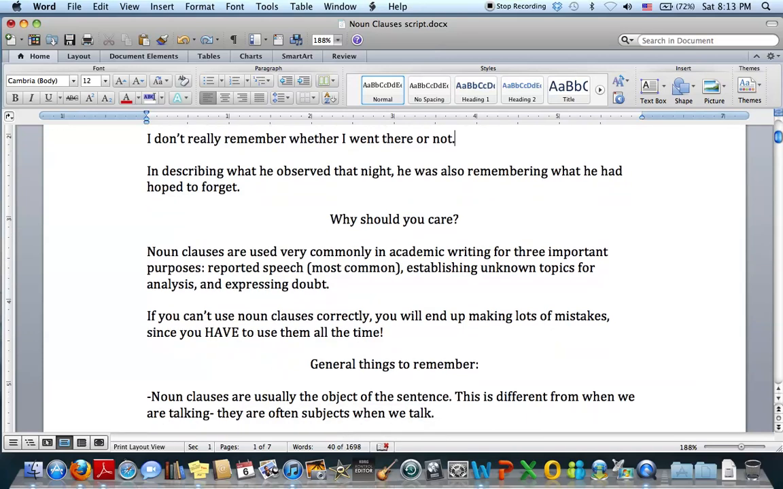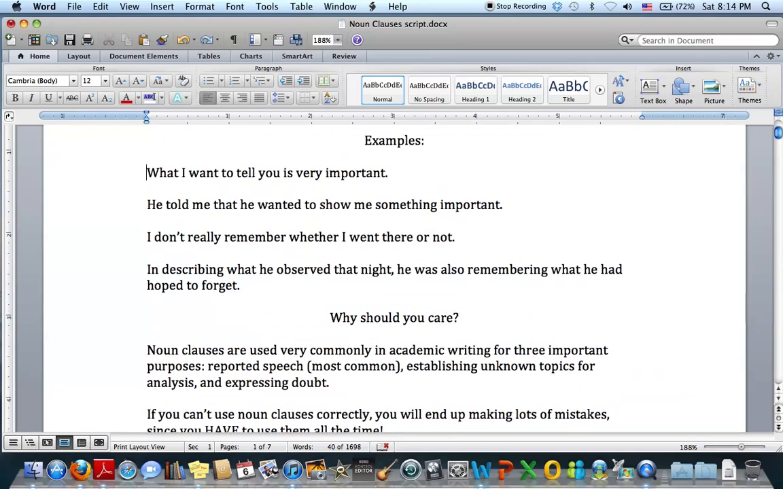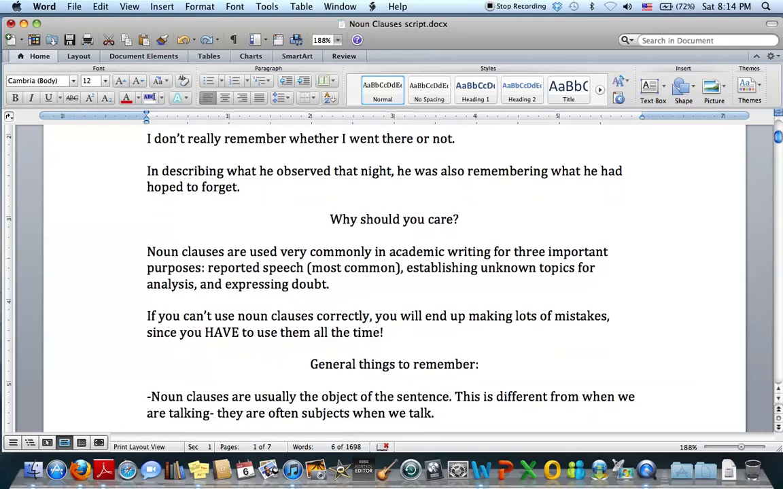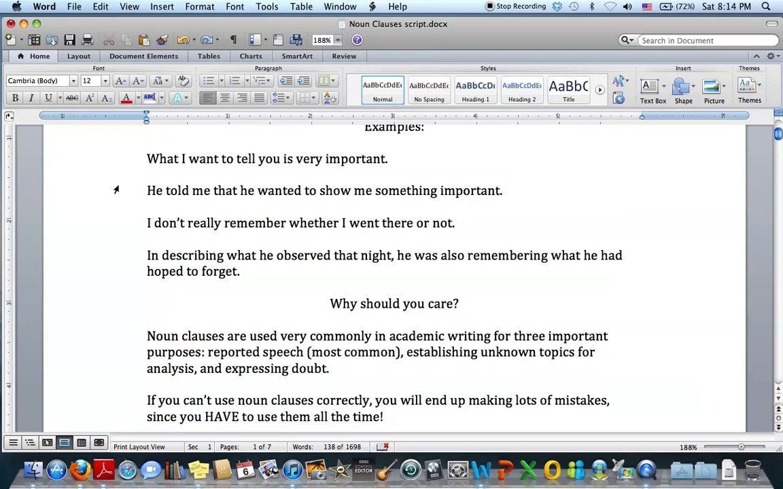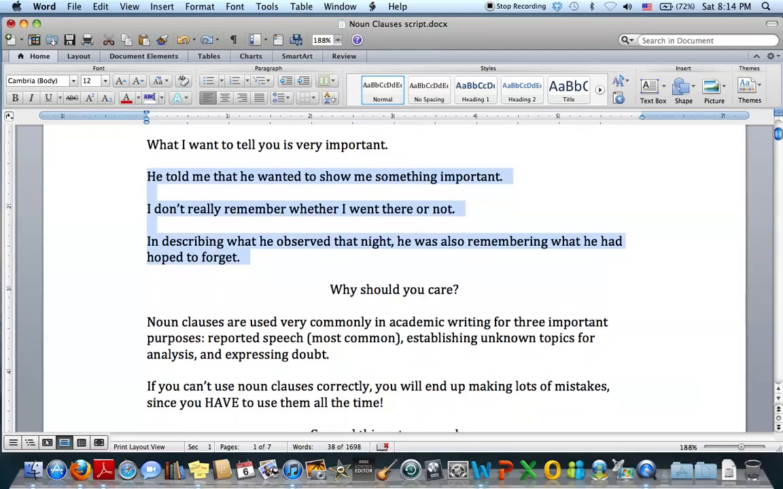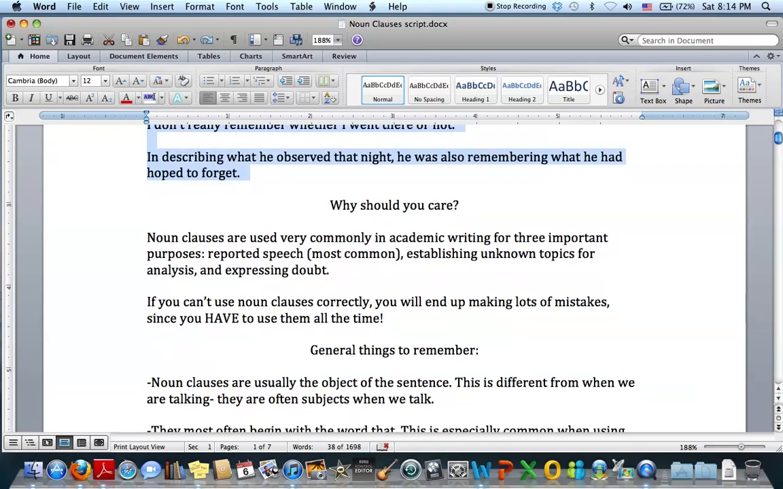Here's a couple of important things to remember about noun clauses. First of all, they're usually the object of the sentence, and that's different from when we're talking. Noun clauses are often subjects when we talk. If we go back up here, notice, what I want to tell you is very important. That sounds more like something that you would either read in a novel or something that you would hear when someone is speaking. It's not something that you read in academic writing very much. In academic writing, the noun clause is going to be the object of the sentence, just like what we see in these three examples here. Okay, that's one thing to remember.